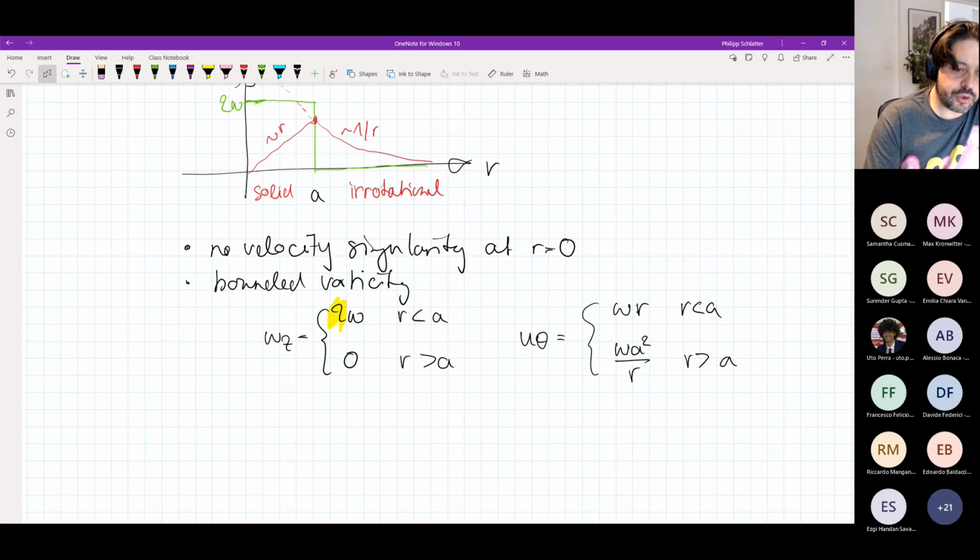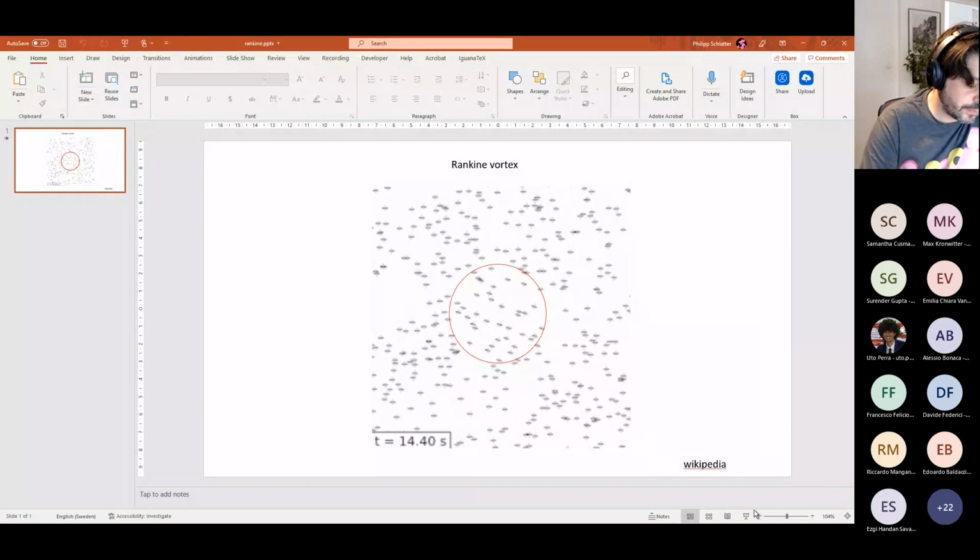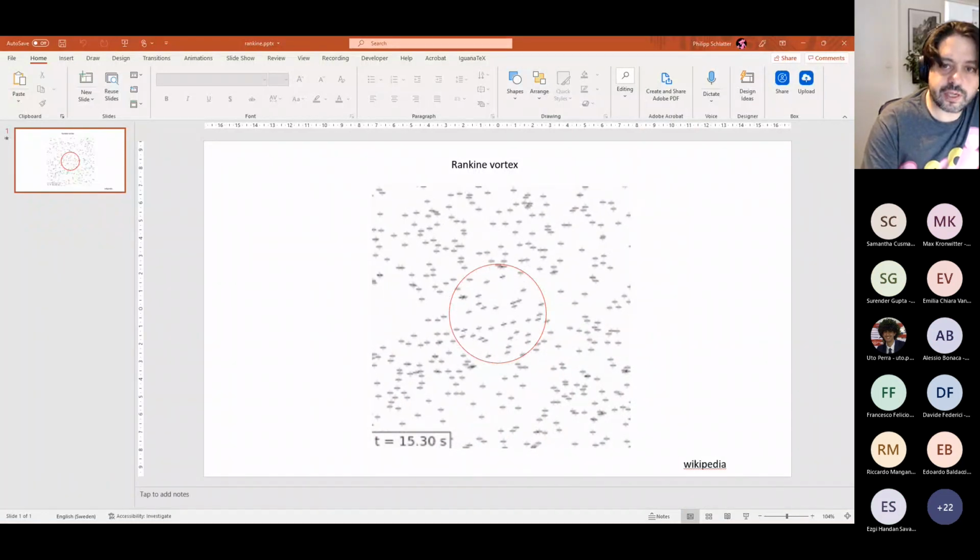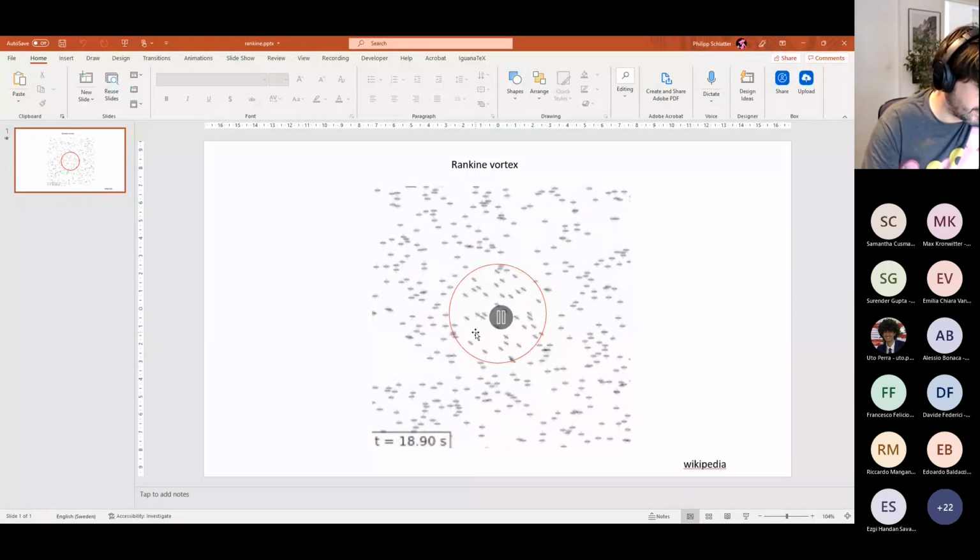And now what I would like to show you is an animation or a picture, just an illustration of how the Rankine vortex looks like. I think now I need to stop sharing and I need to share the other window. Maybe I can just do it like this. So I guess now you should be able to see my PowerPoint slide.